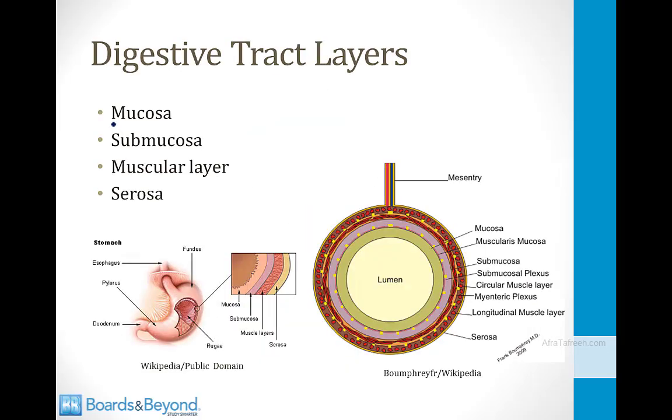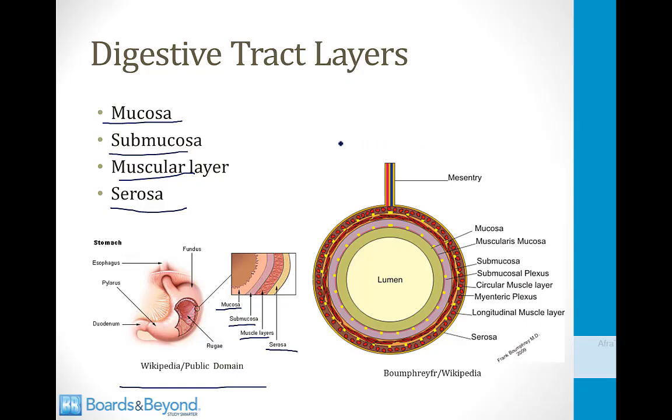Each of those sections of the digestive tract has four layers, and they all are named the same thing. Whether you're in the stomach, small intestine, or large intestine, you can find a mucosa in each portion of the GI tract. You can find a submucosa, a muscular layer, and a serosa in each portion of the GI tract. On the bottom left is a picture of the stomach zoomed in to show you the four layers. So the stomach has a mucosa and a submucosa, followed by muscle layers and a serosa.